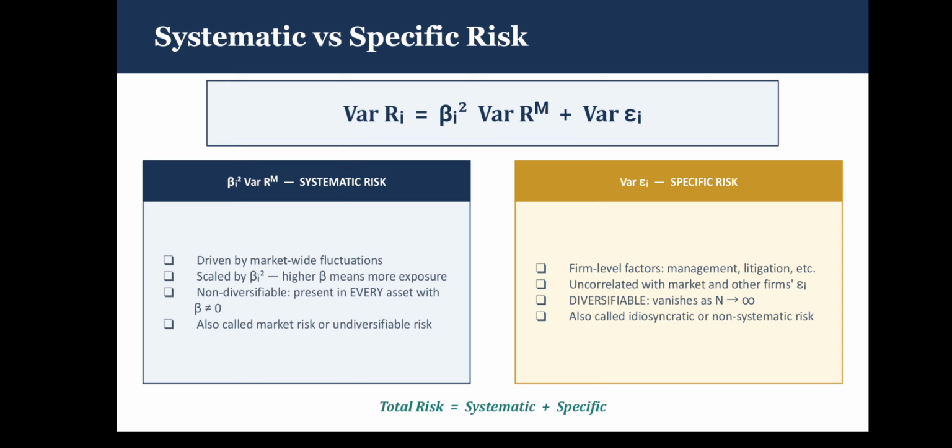The second term, the variance of epsilon i, is specific risk, also called idiosyncratic, non-systematic, or diversifiable risk. It's the uncertainty that's unique to firm i. Here's the critical difference: systematic risk is present in every asset with a non-zero beta. You can't get rid of it just by holding more assets because the same market factor drives all of them. Specific risk, on the other hand, can be eliminated.